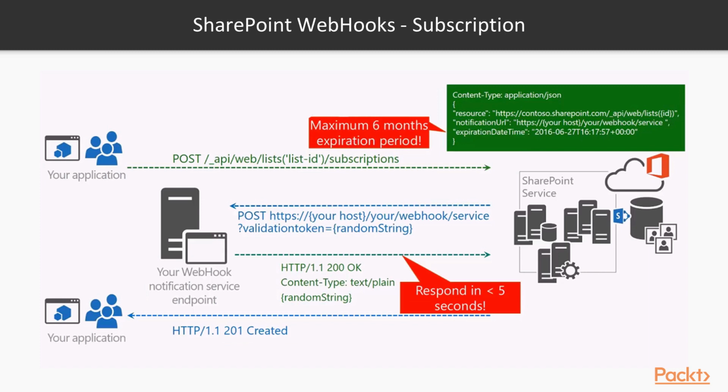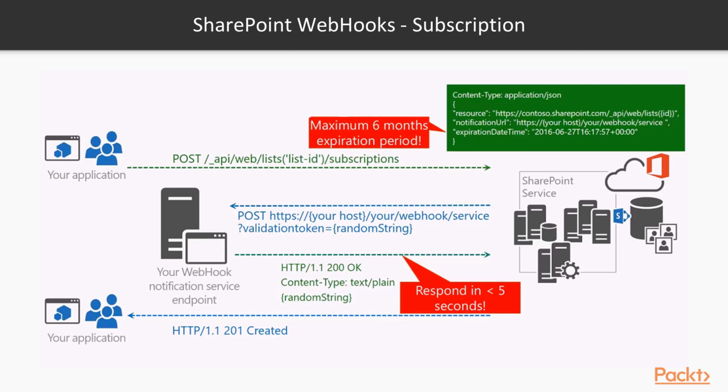Firstly, our external application must issue a POST request to a certain URL in SharePoint. It's this one, API web lists with the GUID of a list /subscriptions. And we should include the appropriate object information here. We must note that the maximum expiration date we can request is a period of up to 6 months.